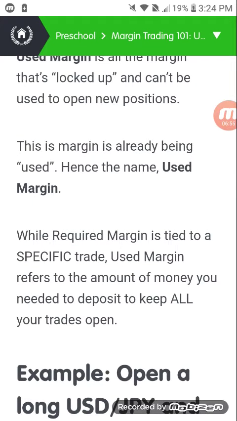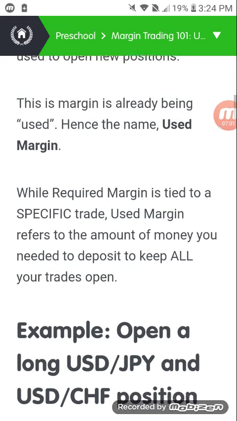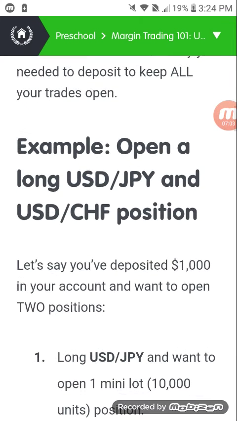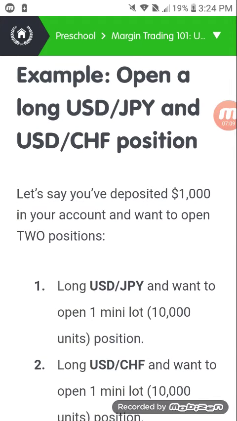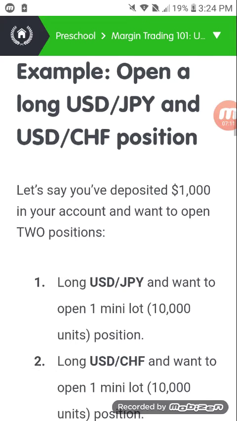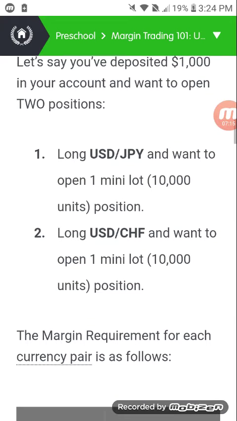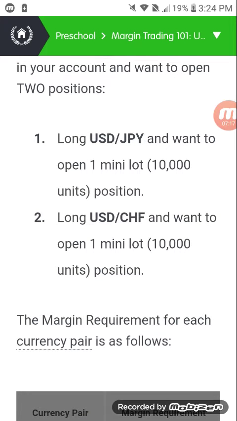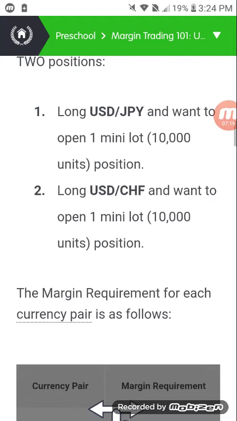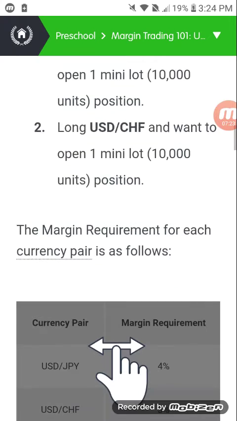While required margin is tied to a specific trade, used margin refers to the amount of money that you need to deposit to keep all those trades open. So let's say for this example, you deposit $1,000 into your account and you want to open two positions. You go long on USDJPY and open one mini lot of 10,000 units, and you go long on USDCHF and open one mini lot of 10,000 units.